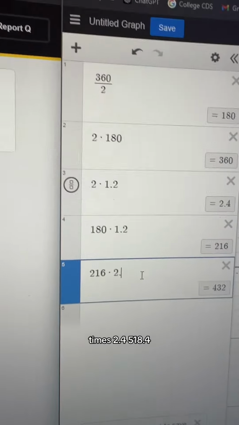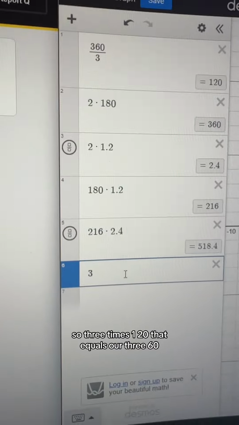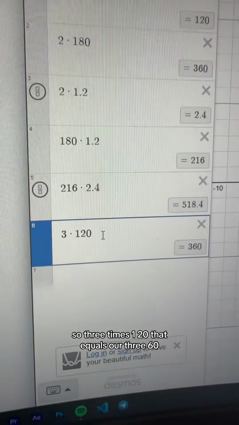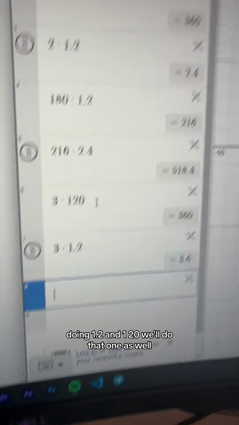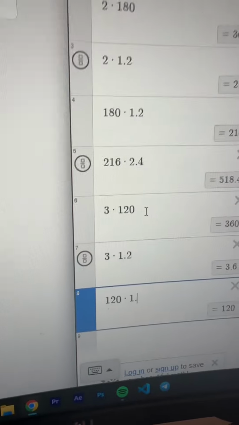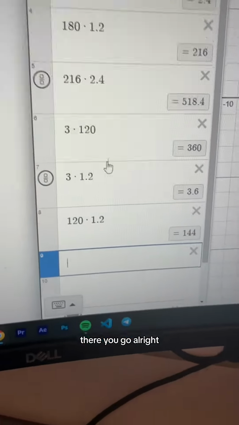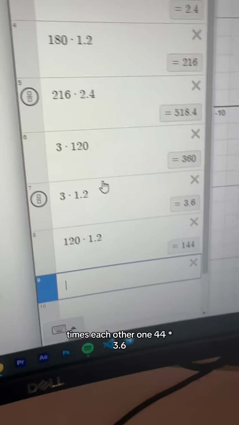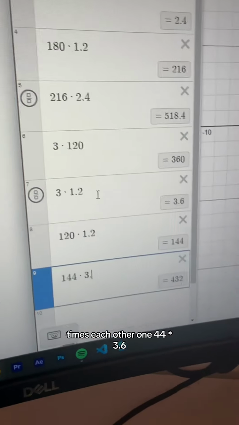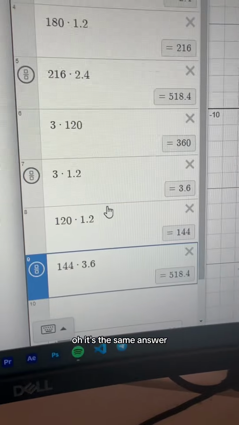All right, now let's test with another example to make sure that our thing works. We will do 360 divided by 3. There you go. Okay, so 3 times 120, that equals our 360. Now let's increase the numbers by 20%, doing 1.2. Then 120, we'll do that one as well. There you go. All right, now let's do those numbers times each other. 144 times 3.6. Oh, it's the same answer.